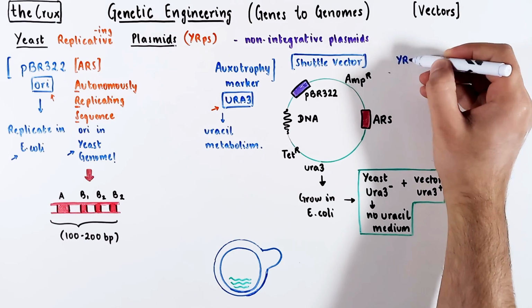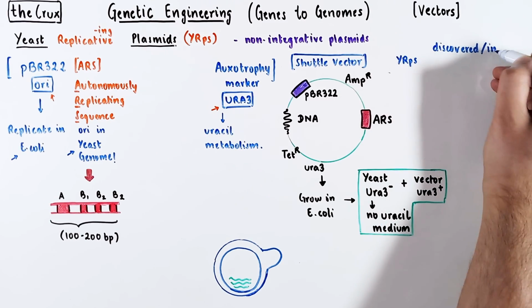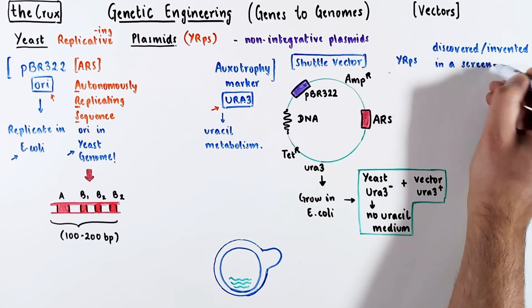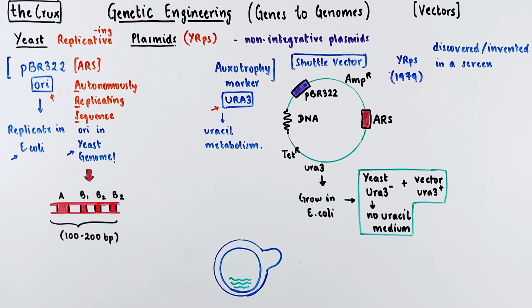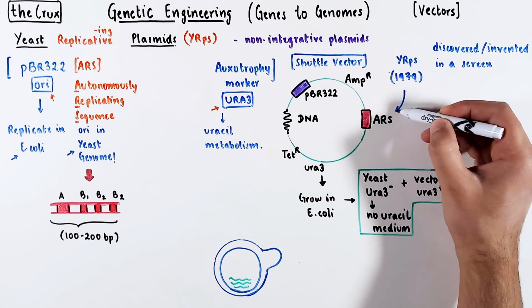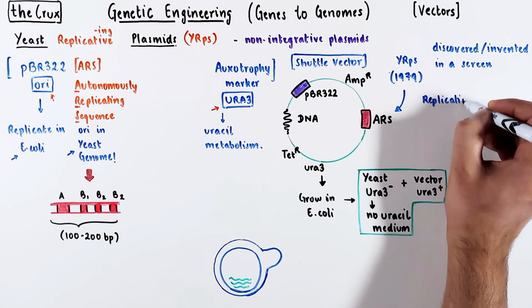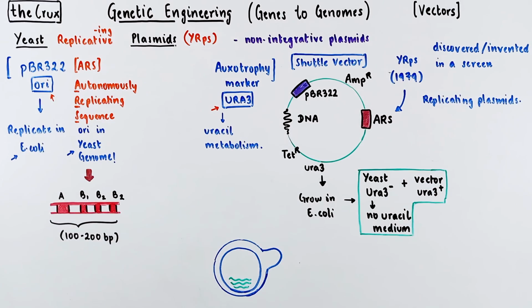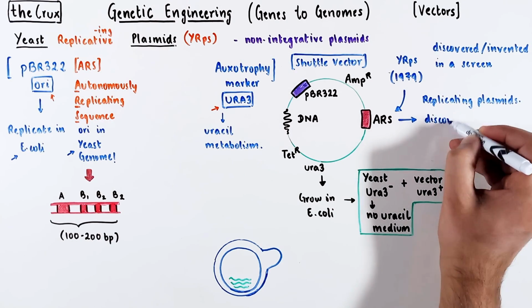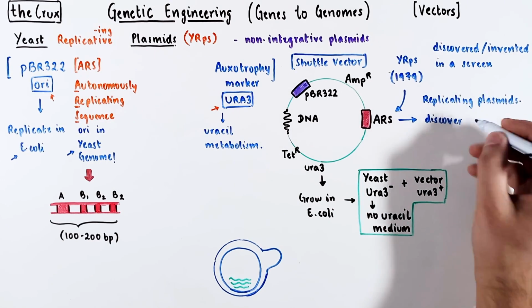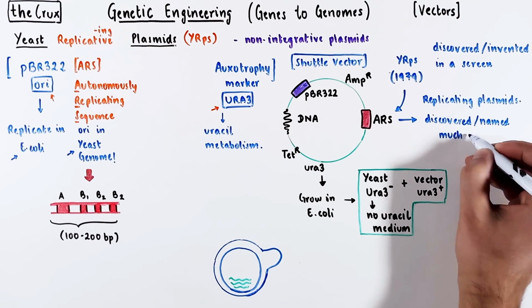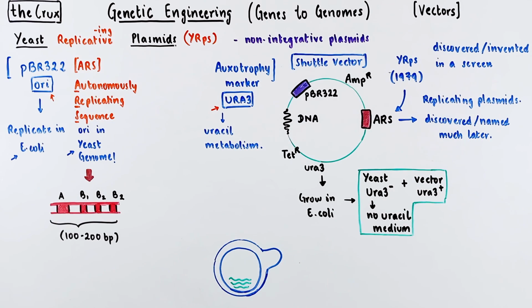A small side note: replicating plasmids were discovered as part of a screening experiment in 1979 where scientists found that instead of integrating into the genome, some plasmids could replicate independently for many cell cycle generations. This was because of the ARS sequence. They didn't know that in 1979. The actual description and name of this DNA, the ARS, was given much later.